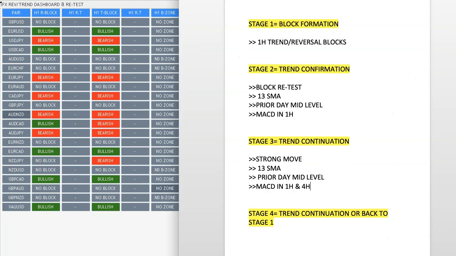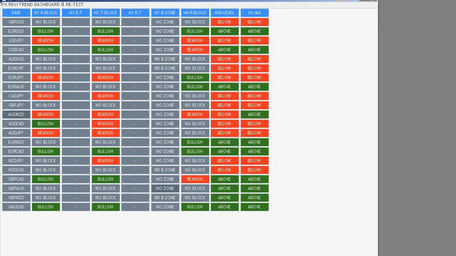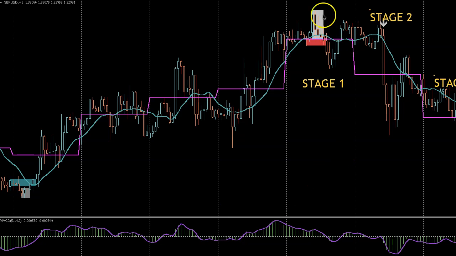So stage number 1 will be block formation, which we're going to talk about right over here. Look at our pair right here. This is pound dollar. So this is stage number 1 where we have a block formation. We can tell that the market has been trending to the upside. That's really the number 1 tip, right? Wait for a block formation to happen, and the best thing would be for both types of blocks to happen at the same time. The closer together they are, the better it is. So that's the first thing that we need to know, right?